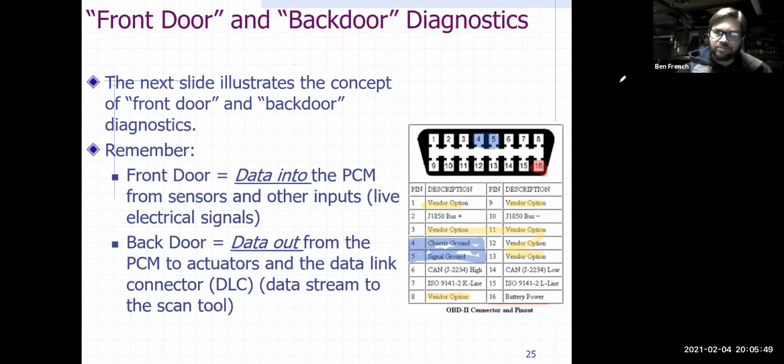Now, what about these pins? You guys tell me. Have you heard these names before? J1850, CAN, ISO, anybody? What do you think? Does that sound familiar? We did talk about that a little bit, but it was a few weeks ago.